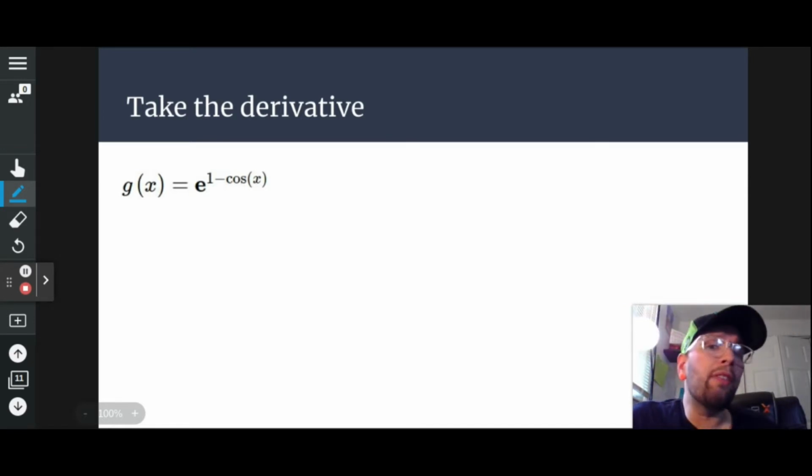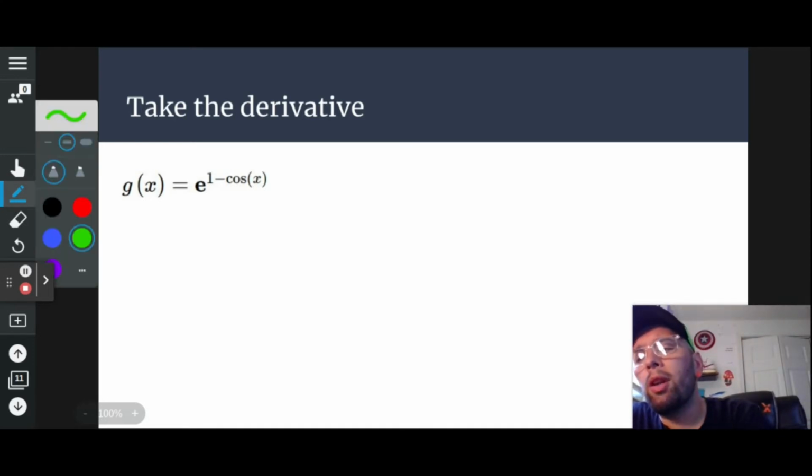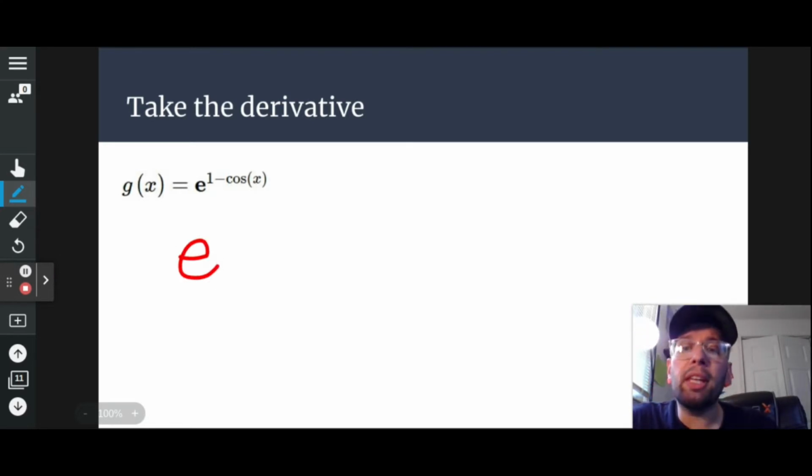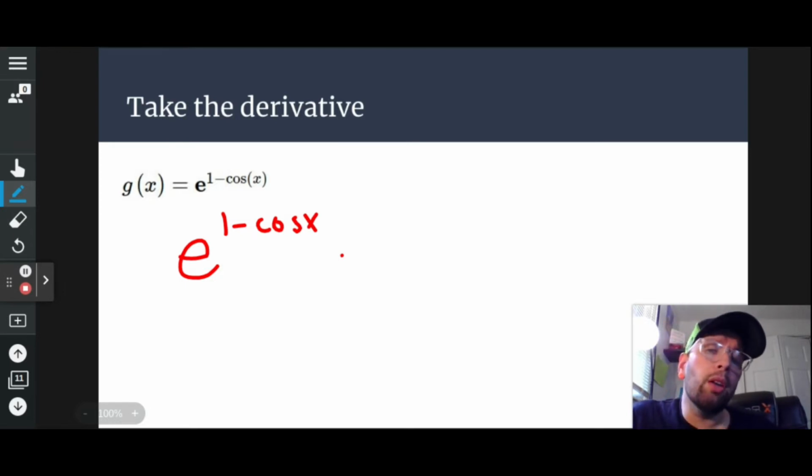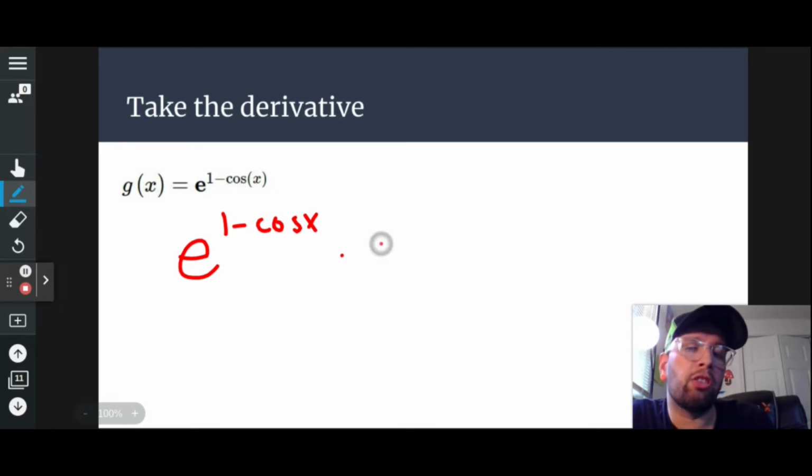So I usually have e to the x. No, I don't have e to the x. I have e to the 1 minus cos x. So the outside stuff is e. The inside stuff is 1 minus cos x. So what I do is I take the derivative of the outside. Well, what's the derivative of e? e. Keep the inside, 1 minus cos x, and multiply the whole thing by the derivative of the inside. The derivative of negative cos x is negative sine x, or just sine x.